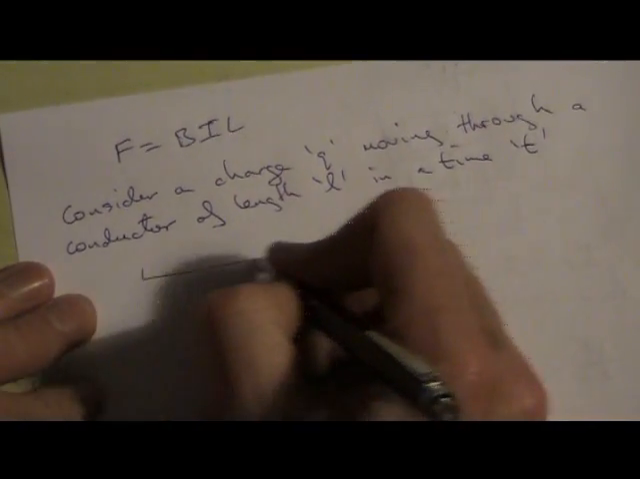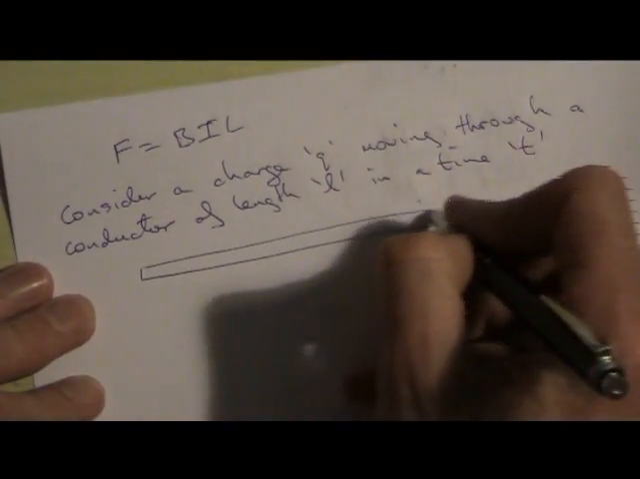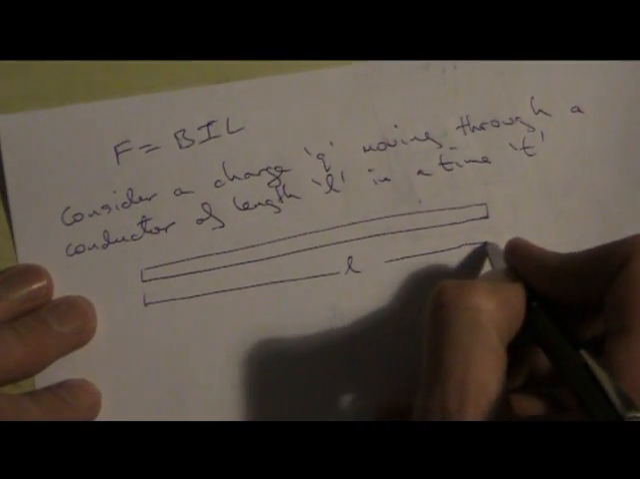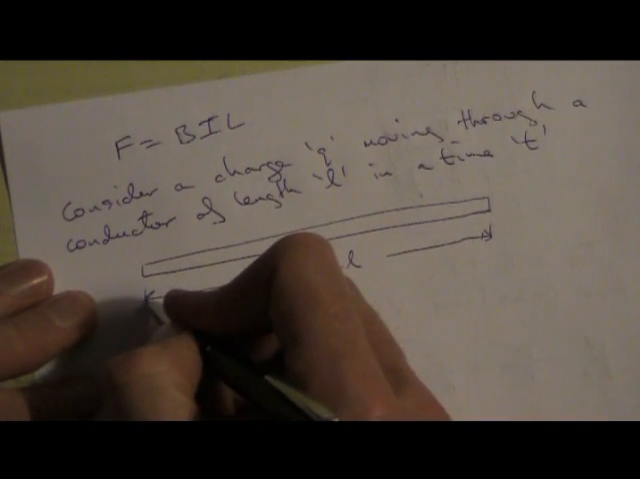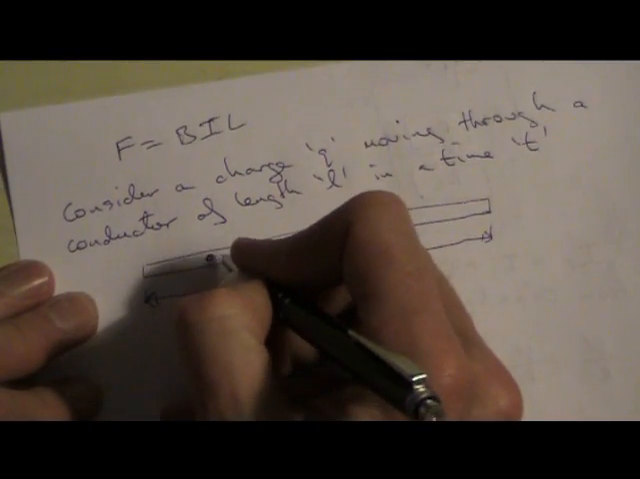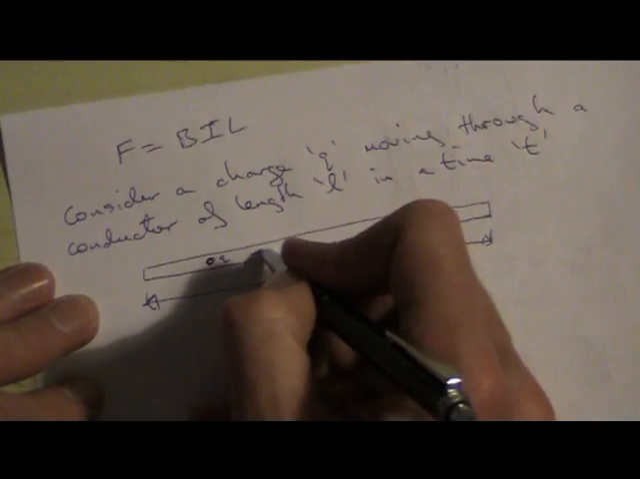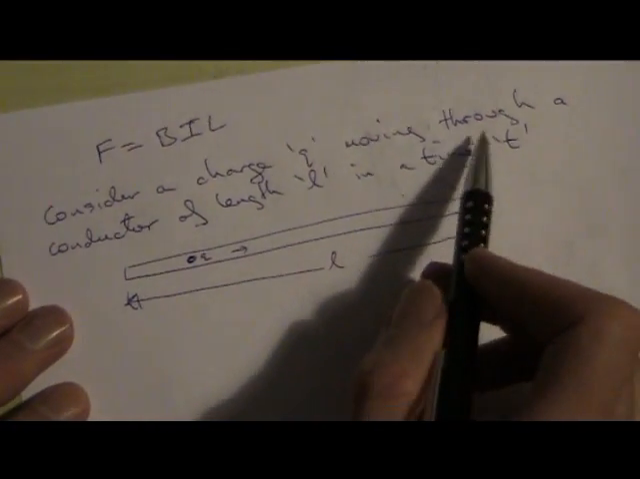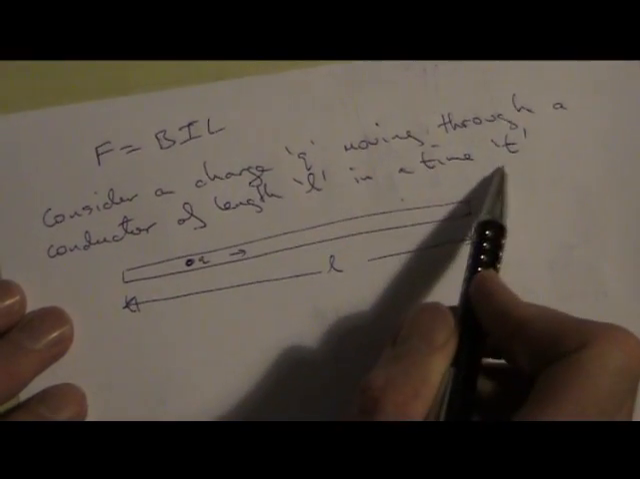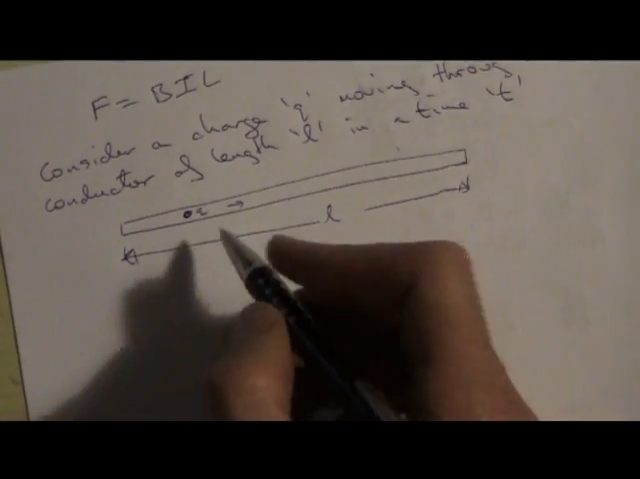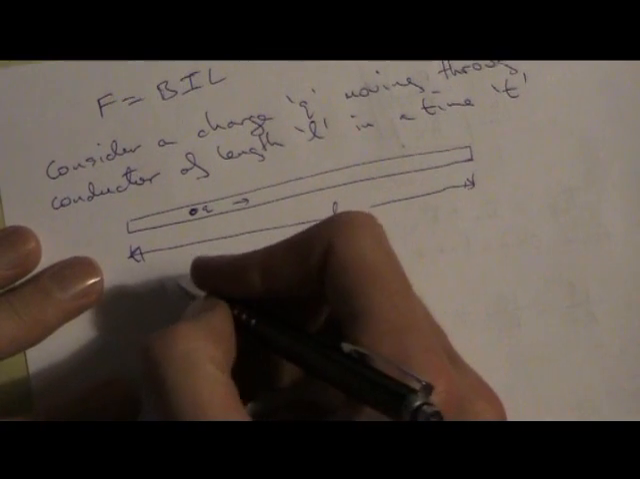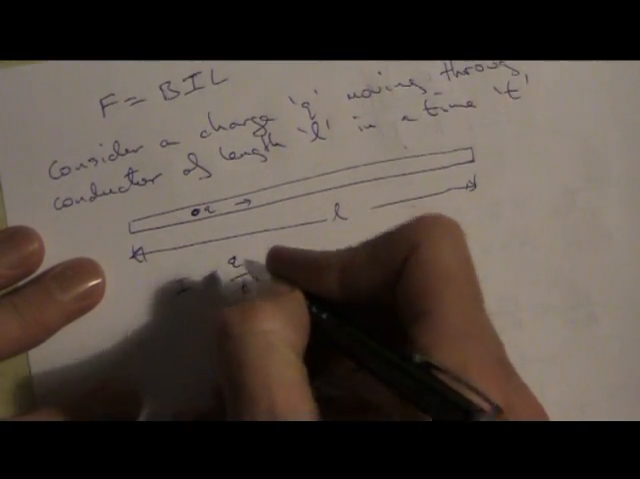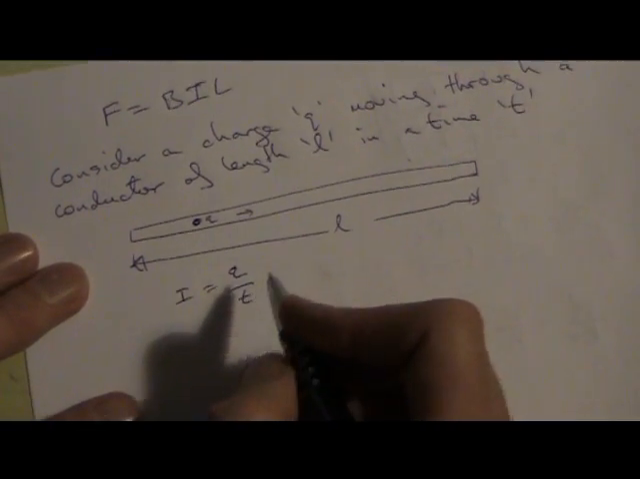So here we are, here's our conductor. The wire basically has a length of L. We have a charge Q moving through it in a time t. Now what formula do we have for charge? Well, we have current equals charge divided by time. We know that current is charge divided by time.